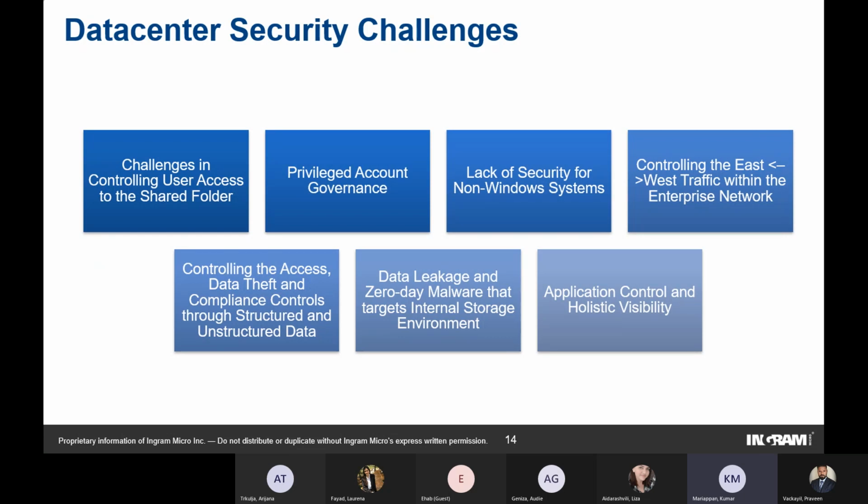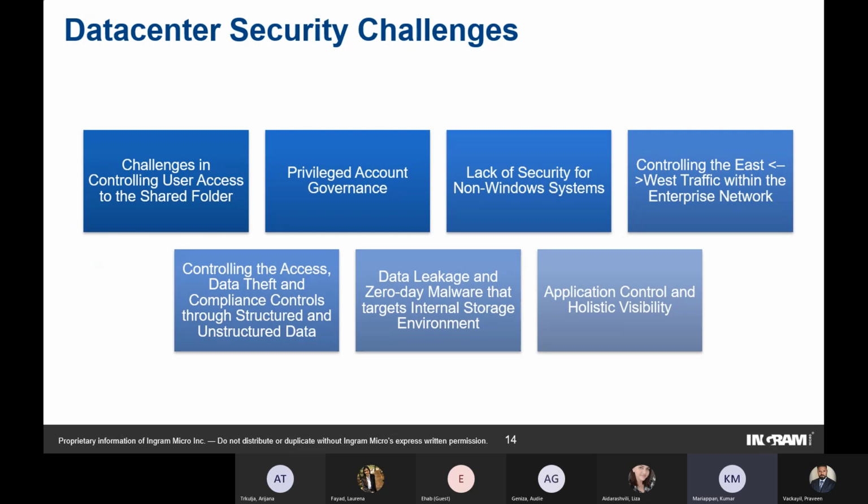So one of the challenges is controlling user access to a shared folder. The main thing is privileged account governance. If you get hold of a privileged account in an environment, it means that you got hold of the environment.